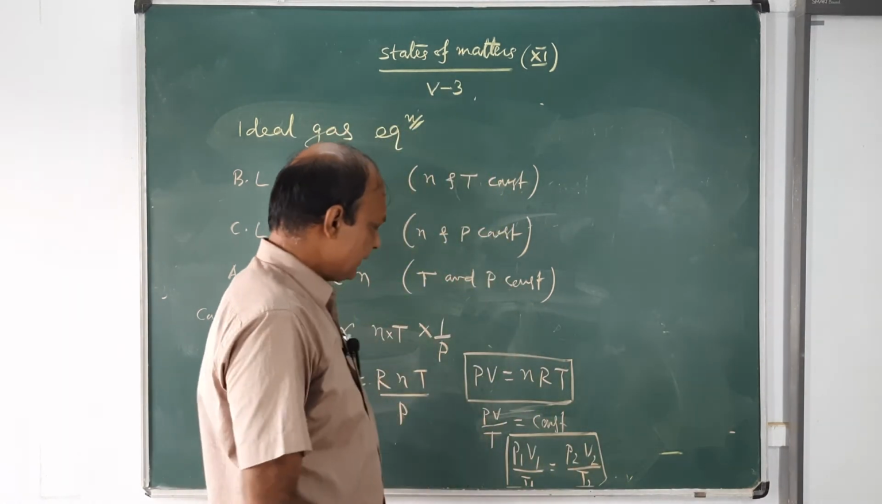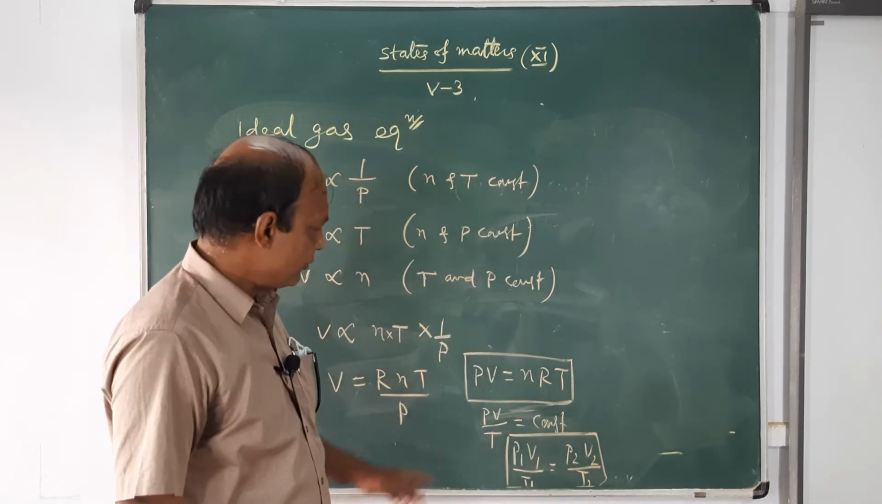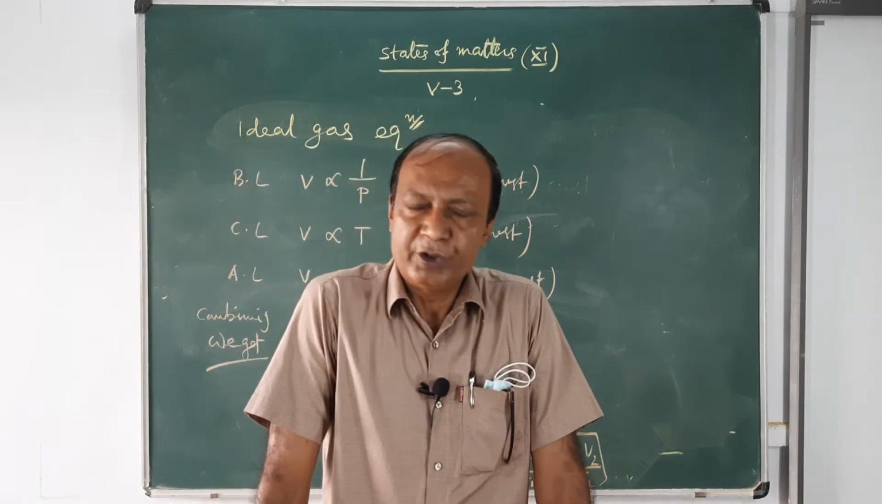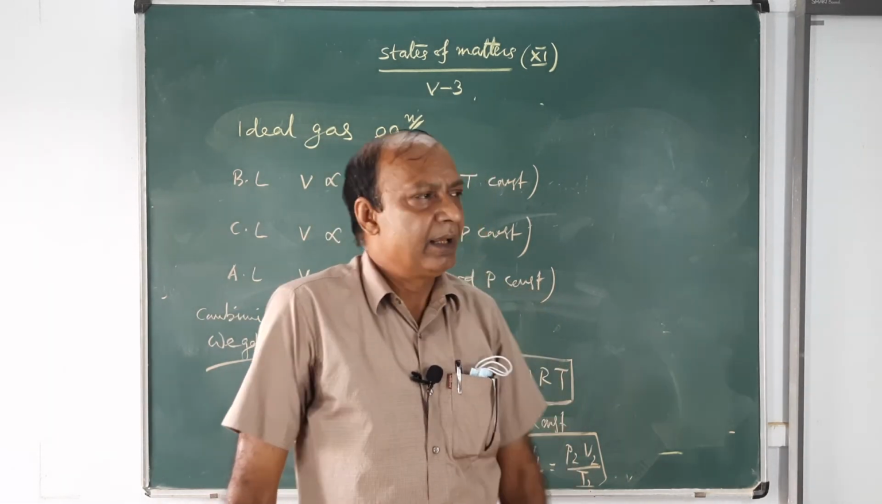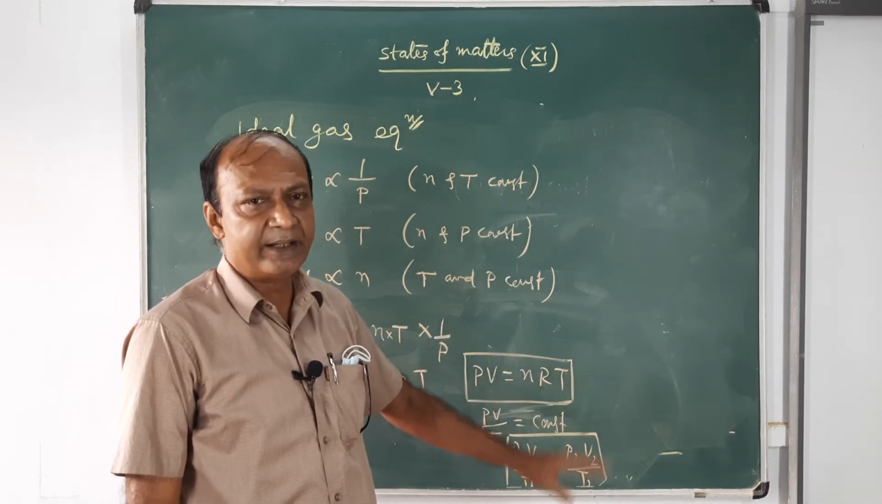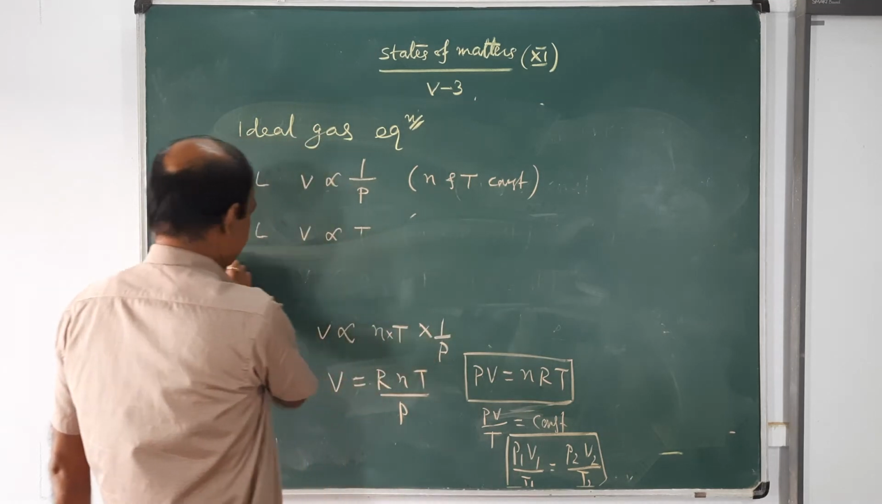So, the ideal gas equation PV equals nRT. Here you must know what R is. R is the universal gas constant. This value of R is very important here. So, we must see the value of R first.